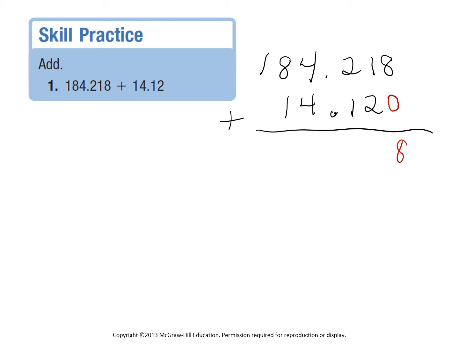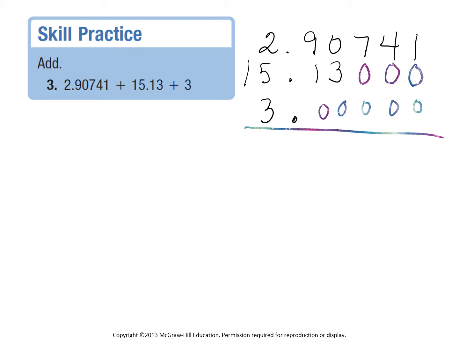So 8 plus 0 is 8. This is 3, 3, 8, 9. So I have 198 and 338 thousandths is my sum.